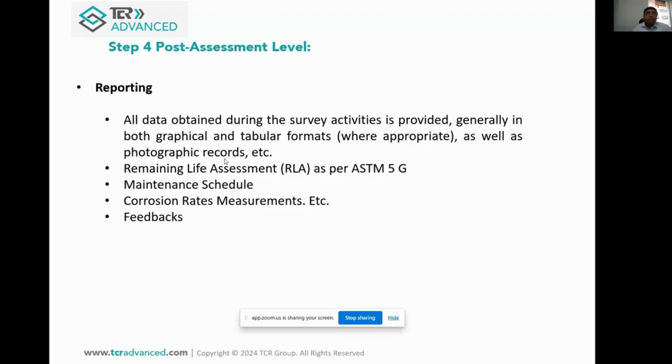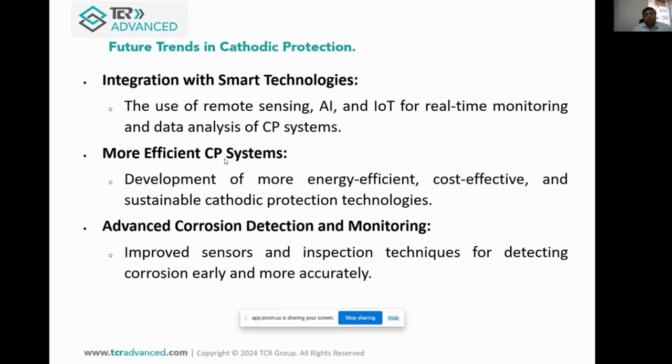Another thing is, after completing this type of survey, you can have a remaining life assessment as per ASTM 5G. You can have a maintenance schedule again based on your records. You can do corrosion rate measurements, etc. So this is the step for the post assessment level. So this is what I wanted to say about asset integrity.